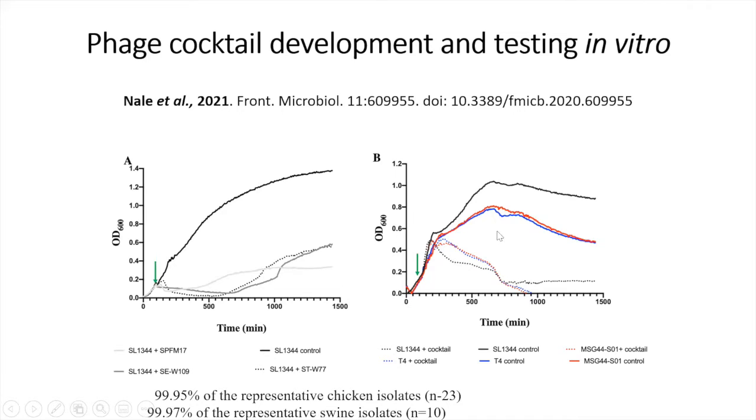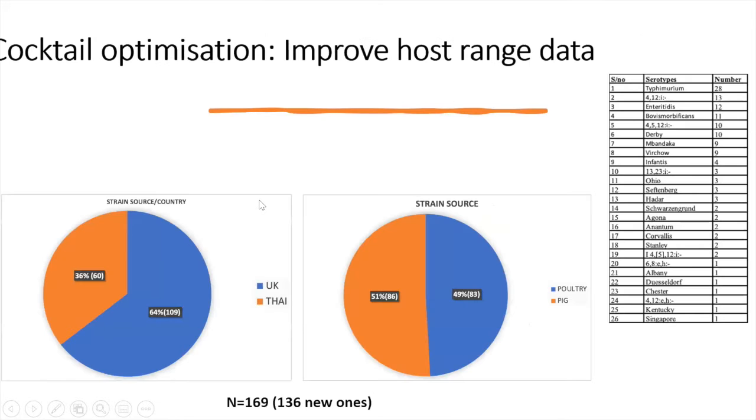So this 3-phage cocktail, though quite effective, was optimized based on 3 representative chicken isolates and 10 swine isolates, and this is grossly insufficient. This work was published last year. So we hope to improve on this cocktail, and to do this, we acquired additional strains from the UK and Thailand. We focus on these 2 countries because members of the consortium are from the UK and Thailand.